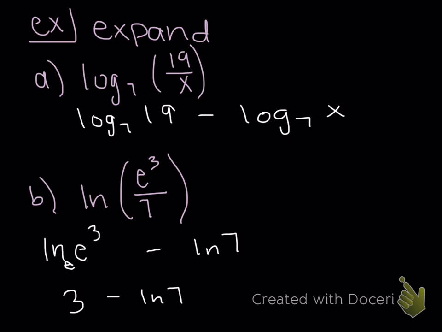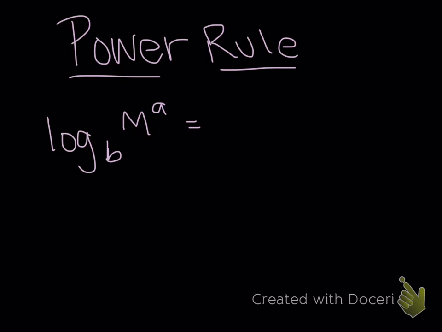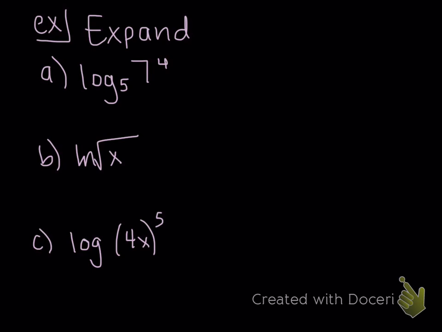So the last property we're going to talk about is the power rule. And the power rule says if I have log base b of m raised to the a power, if I were to expand it, that power goes out front and you are timesing log base b of m by that power. So notice this power simply goes out front. So to apply this one, this would become 4 log base 5 of 7.